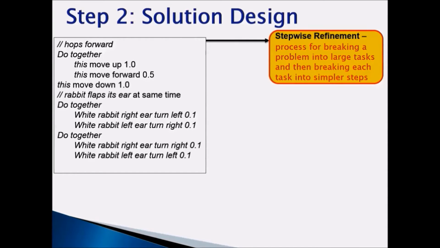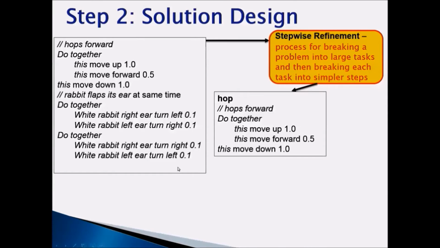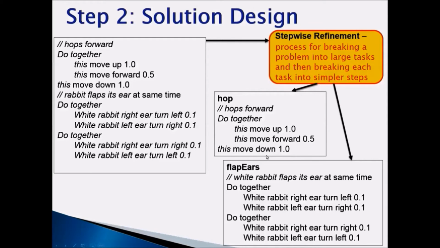Now what is stepwise refinement? It's the process of breaking the problem into larger tasks and then breaking each task into simpler steps. So we're going to take all of this large task in here and break it into 2 parts. We're calling one hop and we're going to write our simpler steps in here for hop. Next we're going to break it into flap ears, where the white rabbit is flapping its ears, and then we're going to further break it down into much simpler steps.